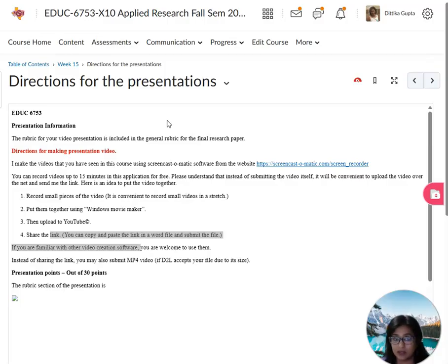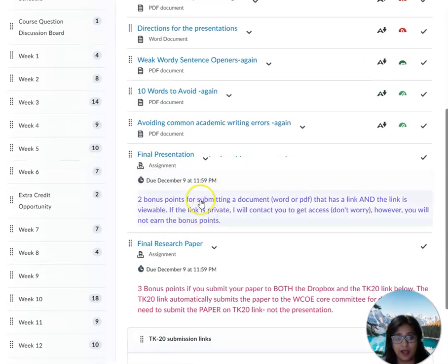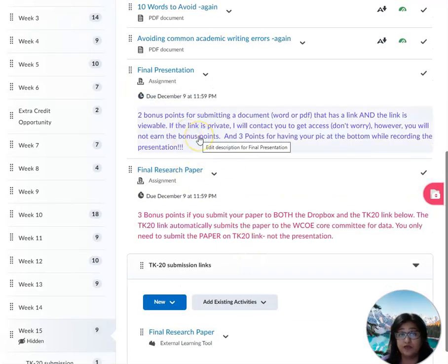Once again, it is not something that is extra. It is about presenting your results. You have to share a link that is viewable. Most often students share a link that is private and I cannot view it. I will contact you about it, however, you will not get bonus points for it.